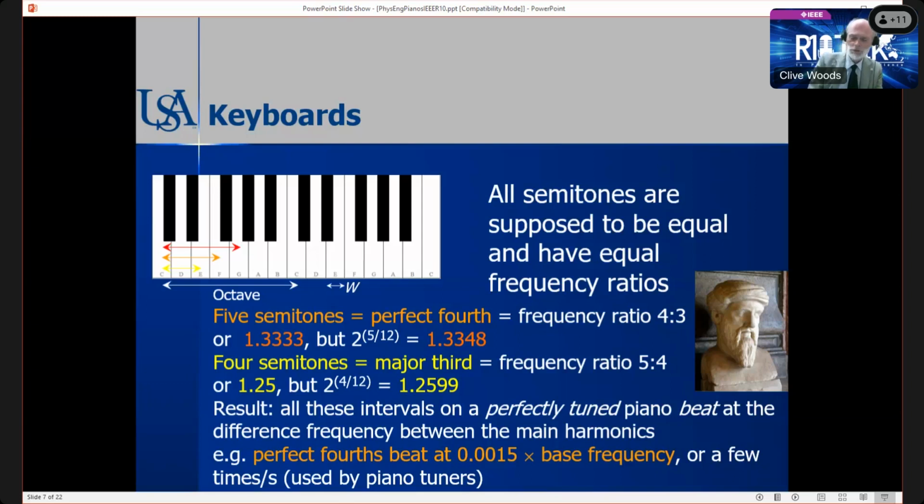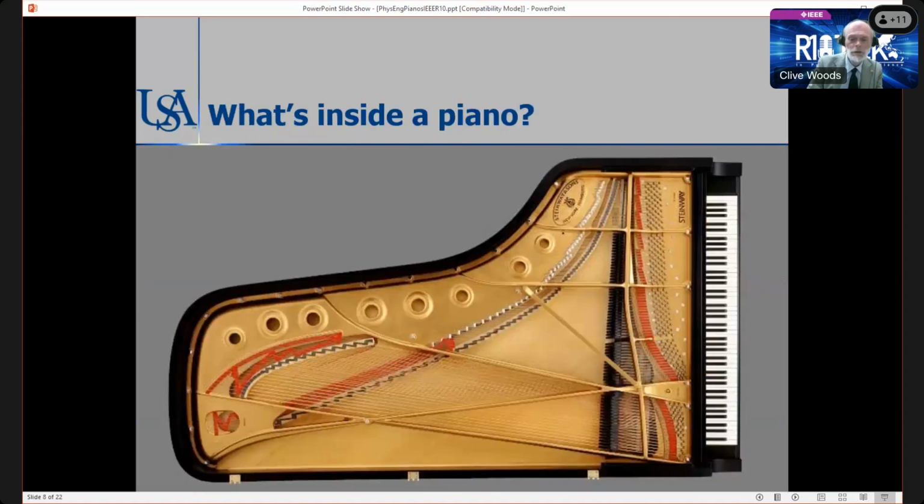So when they're tuning a piano, this is why piano tuners play lots of thirds, lots of fourths, and what they're doing is listening to the beats between the harmonics. And it just sings through. When you know what you're listening for, you can hear it very clearly.